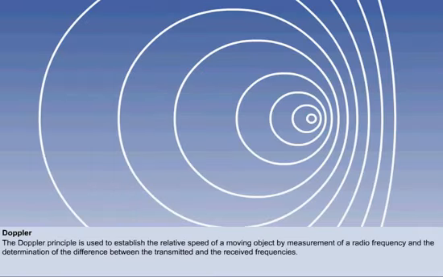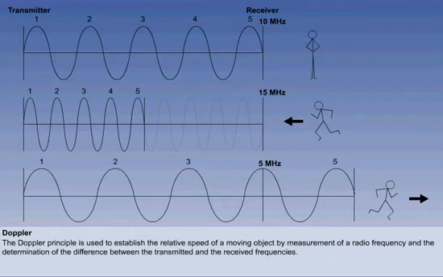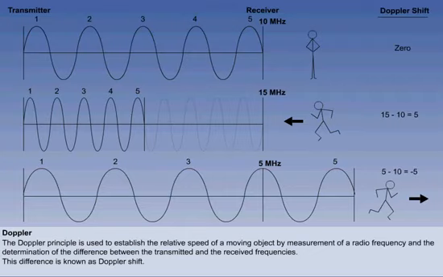Let's summarize this lesson. The Doppler principle is used to establish the relative speed of a moving object by measurement of a radio frequency and the determination of the difference between the transmitted and the received frequencies. We looked at the principle on which it operates. The faster the speed, as objects converge, the higher the frequency, or pitch, in the case of sound waves. Similarly, the faster the speed, as objects diverge, the lower the frequency or pitch. This difference is known as Doppler shift.